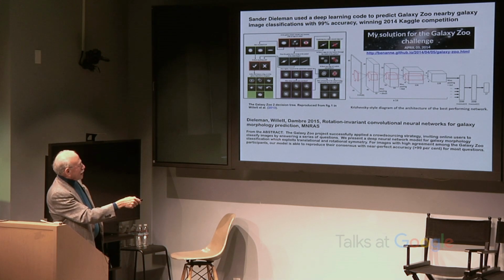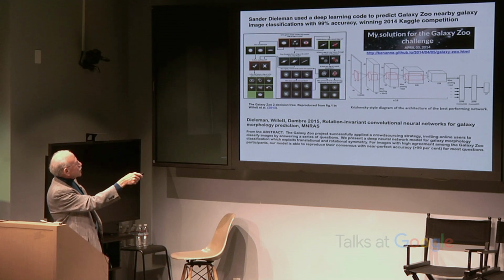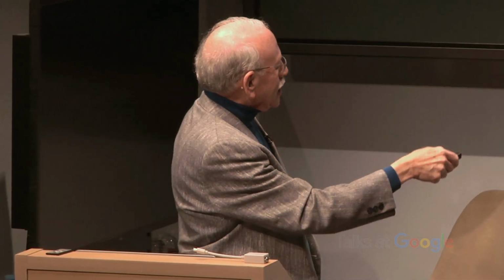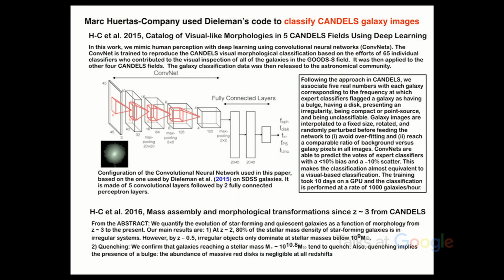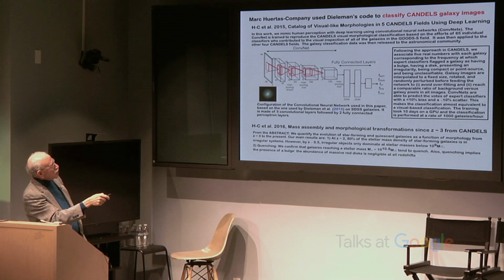Although he's a machine learning guy, he published a nice paper along with Willett, who's the leader of this Galaxy Zoo project, in Monthly Notices of the Royal Astronomical Society, one of the 2 leading astronomy journals. It was basically the same sort of deep learning code that Marc Huertas-Company's group used to classify the CANDELS galaxy images. So we mimic human perception with deep learning using convolutional neural networks trained to reproduce the CANDELS visual morphological classification based on the 65 classifiers. And this was then released to the astronomical community. So this is the sort of standard game. Once we figured out how to do all these things, then it becomes the property of all astronomers, very quickly released.